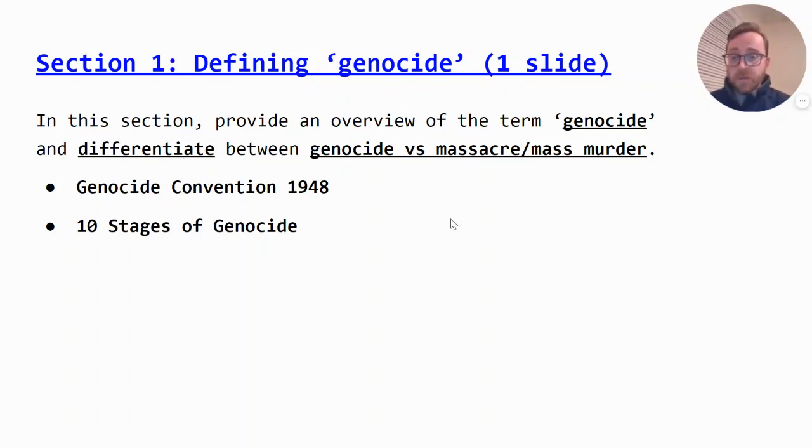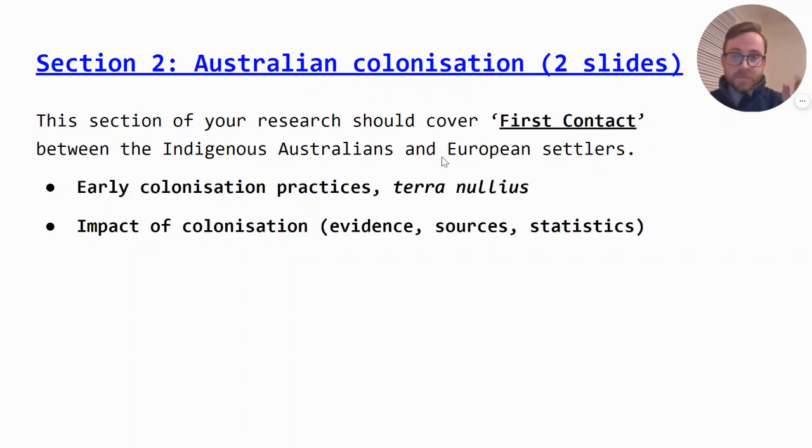So look up the Genocide Convention 1948. Maybe give us some examples of what is genocide. You could use past case studies of genocide. You can give actions that are genocidal. The 10 stages of genocide would be a good thing to talk about in this slide as well. It's only one slide. Again, so pick the important information, not all the information.